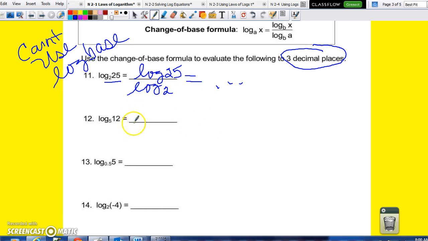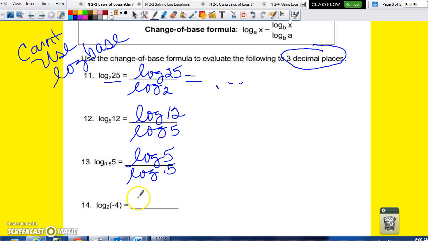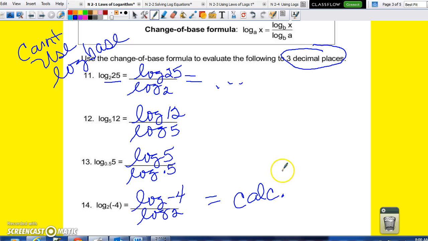On number 12, I would have log of 12 divided by log of 5. It changes to base 10. On number 13, I would have log of 5 divided by log of 0.5. And on number 14, I would have log of negative 4 divided by log of 2. And you're going to notice something when you put this in your calculator. So don't be surprised when you get something a little bit different.